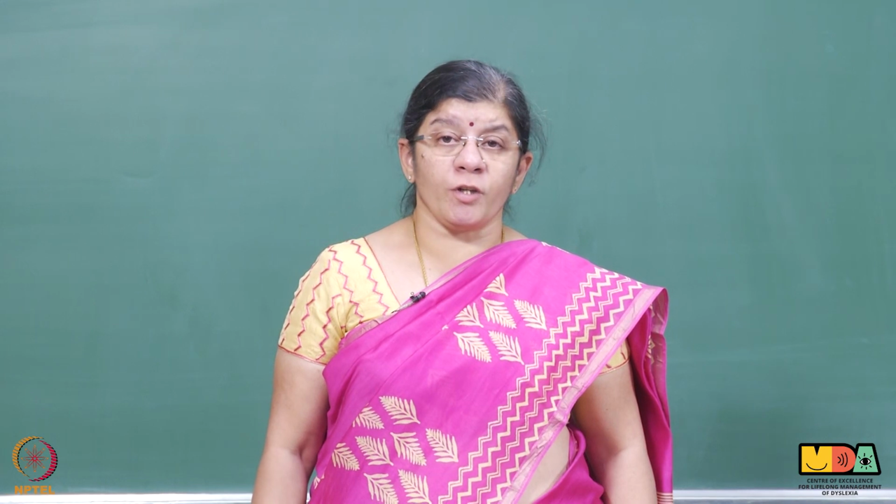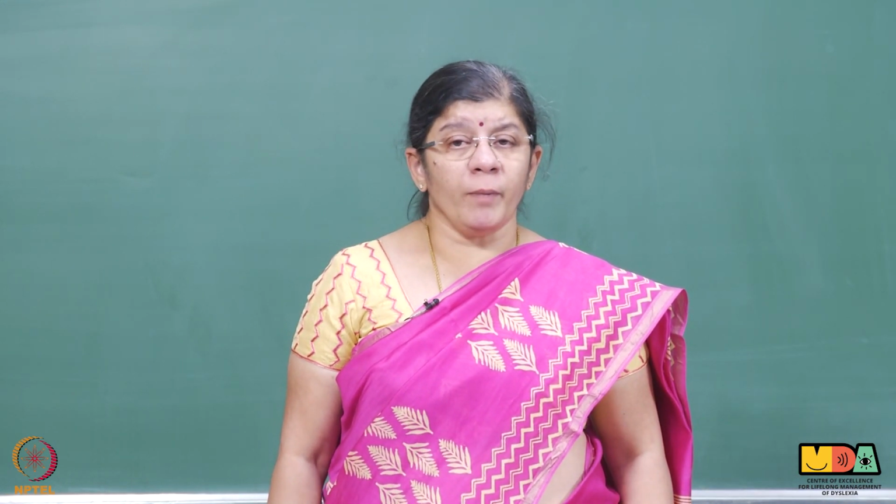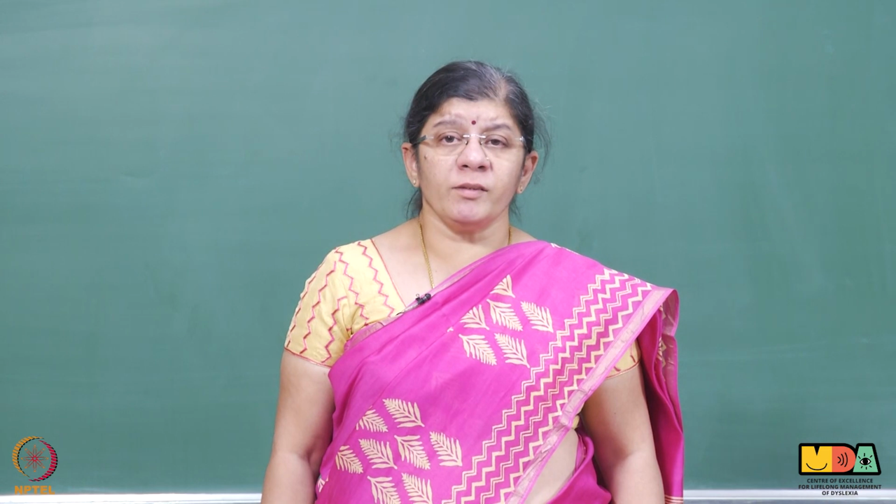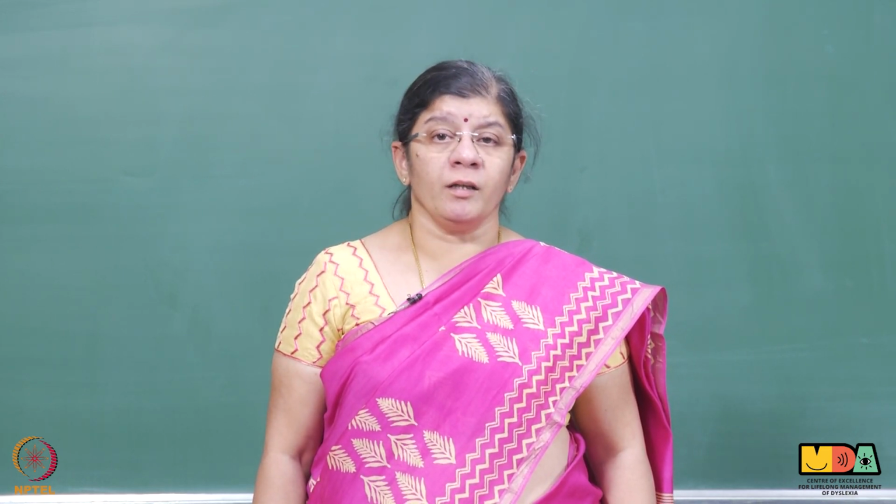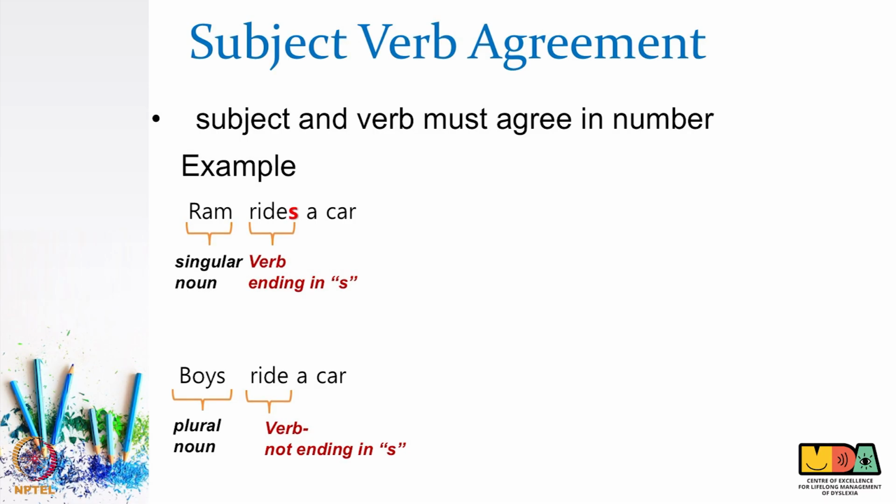Now, let us look at the other type of errors which the child would make. Subject verb agreement. The subject and the verb need to agree in number and make sense. Children with specific learning disability have severe difficulty in this area. "Ram rides a car." Ram is a singular noun. The verb rides needs to end with S. This needs to be pointed out to the child so that the child understands the subject verb agreement.